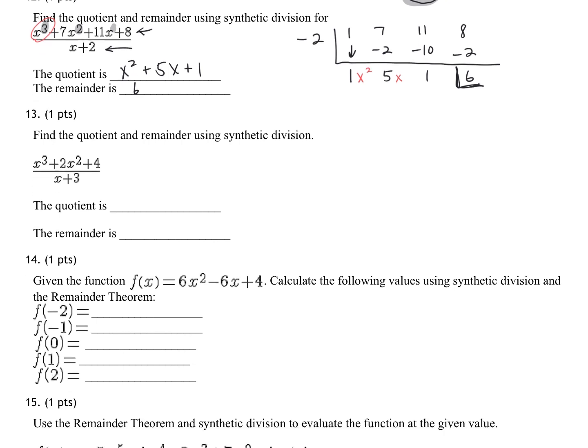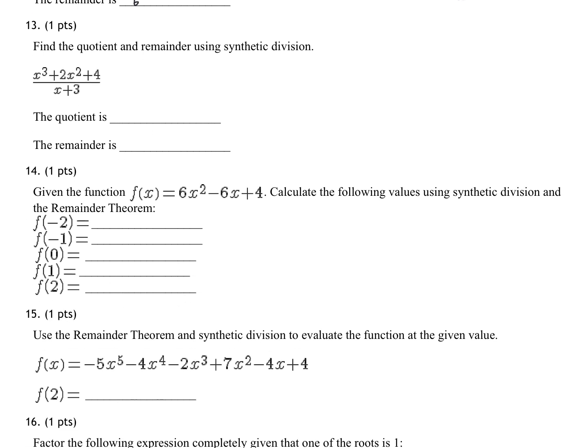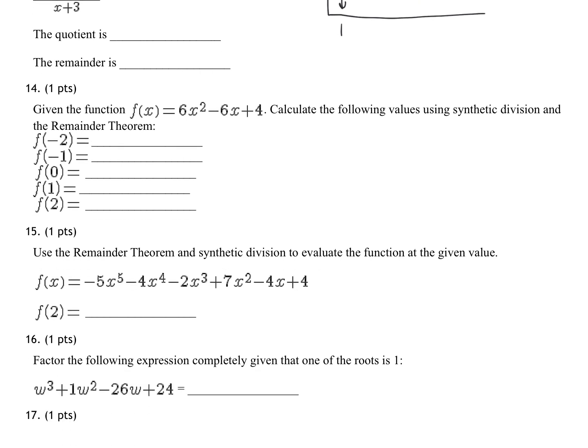All right, number 13, same thing. Remember to divide by a -3. Oh, and the other thing is you're missing the x. So make sure you put in a 0 placeholder. So you'll have -3, 1, 2, 0, 4, and then go through with your synthetic division. So don't forget the placeholder of a 0.